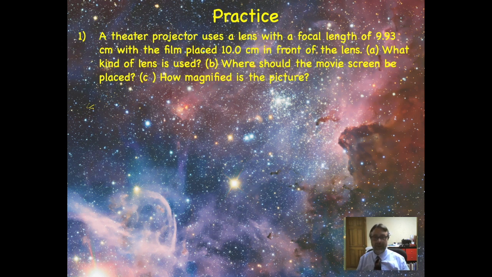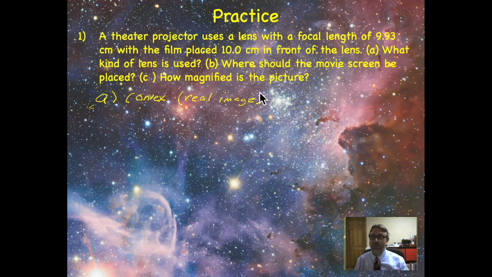So the lens for part A, I have to have a convex lens, because that's the only thing that makes a real image. As soon as you're projecting the image, you know you're dealing with a convex lens. That's important because that tells me that my focal length must be a positive number.